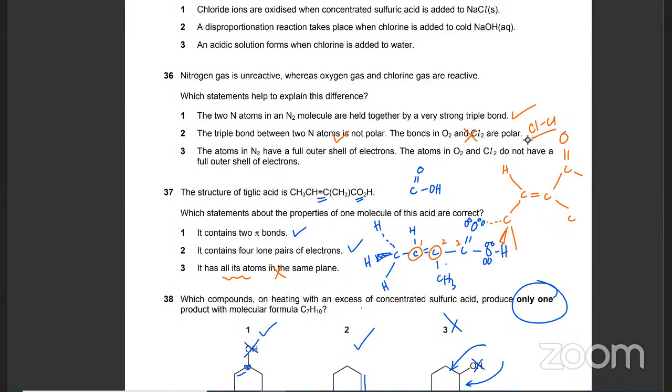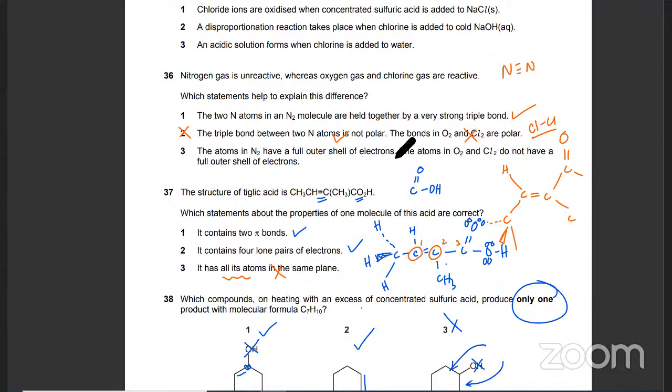So remember, there are two reasons why the nitrogen molecules are unreactive. One of them is that it's got a strong triple bond. The other one is it's also non-polar. It's got no charges, so it's not going to attract anything. So this first part of the second statement is definitely true. But the other one is actually technically wrong.